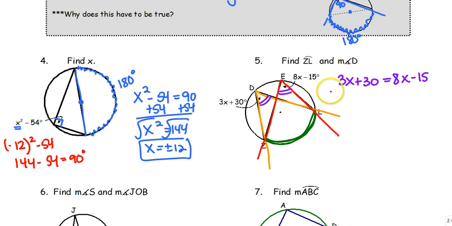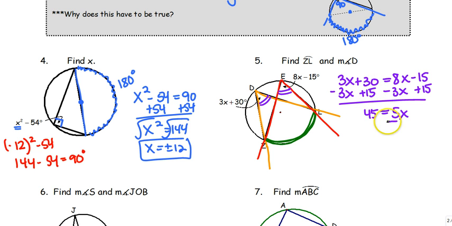We have x's on both sides. I move the smaller x to the right. That way I keep a positive 5x. We move the 15 from the right to the left. I add that. I get 45. We divide by 5, and we get x is going to be equal to 9.